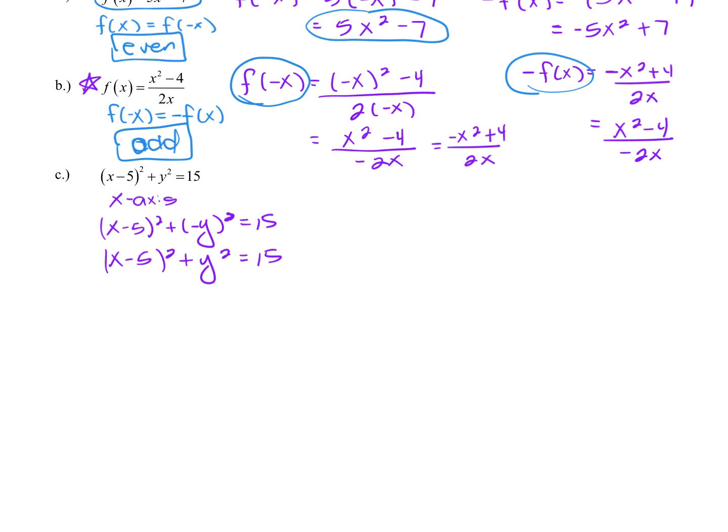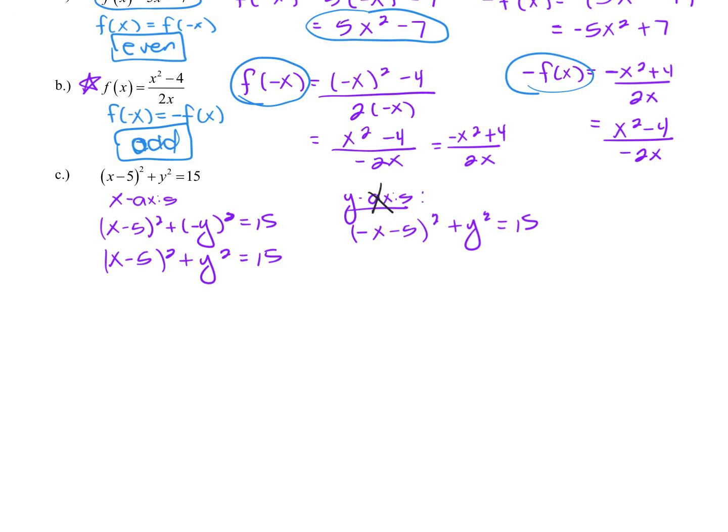If we want to test for our y-axis symmetry, in this case, we're going to let x equal negative x. So now if we put a negative x into our function, we can immediately see that this is not the same as this. So it is not going to have y-axis symmetry.